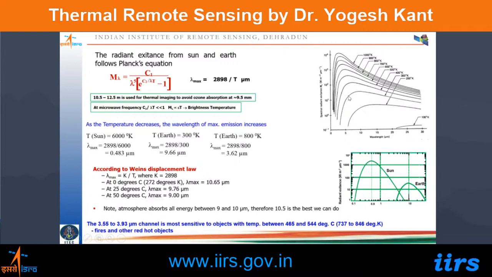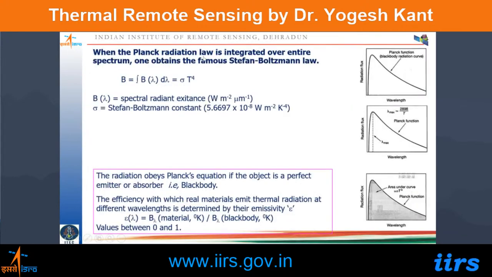So one has to calculate the total amount of radiance from 8 to 14 microns. That is governed by the integration of Planck's law, which gives the radiation at a particular temperature. If you want to integrate from this region to this region, we have to integrate all the Planck's equations. So the area under that curve determines the Stefan-Boltzmann equation.